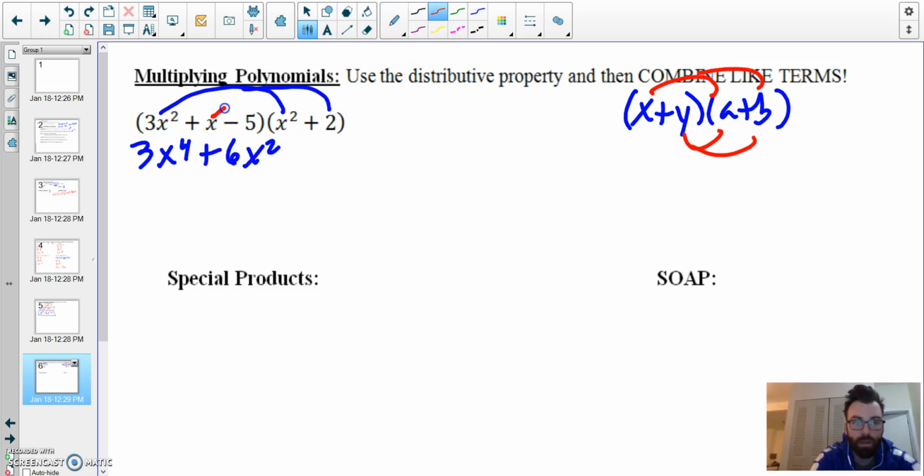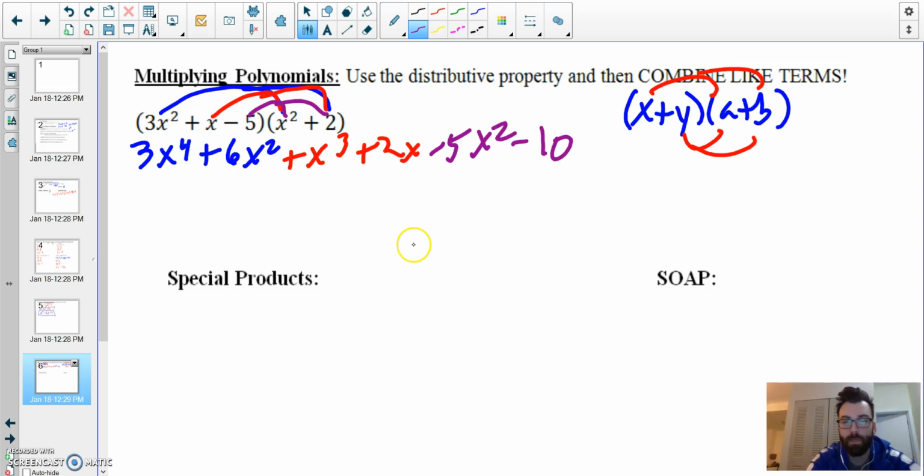I'm going to do the same thing with x. X times x squared is x to the 3rd. X times 2 is plus 2x. And the same thing with my negative 5. Negative 5x squared minus 10. So now what I want to do is combine my like terms, all right?